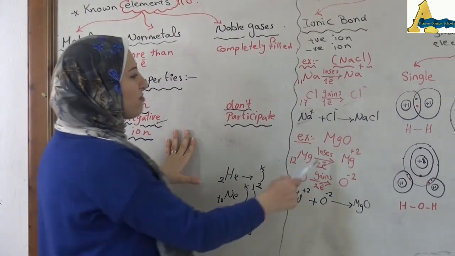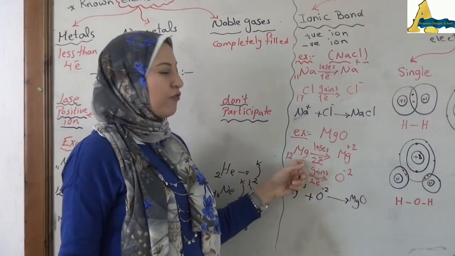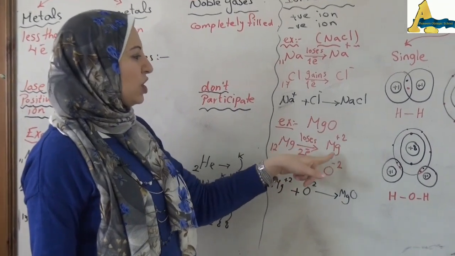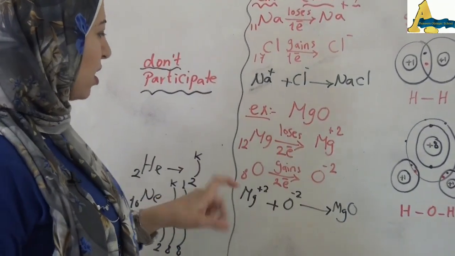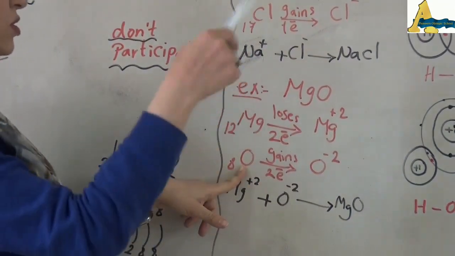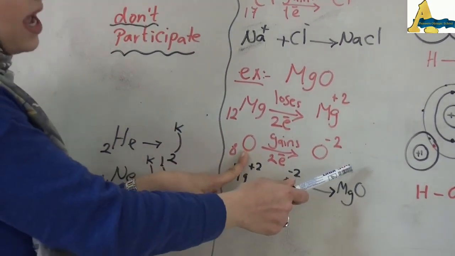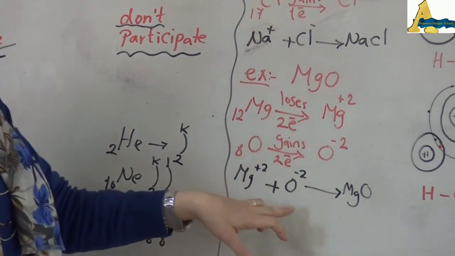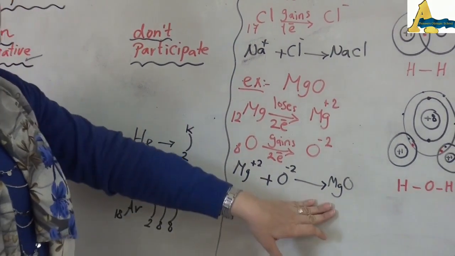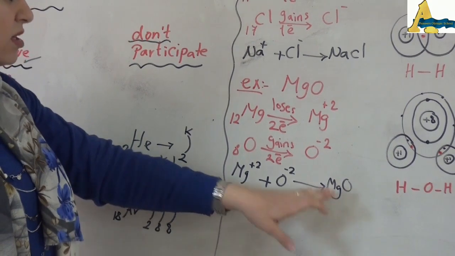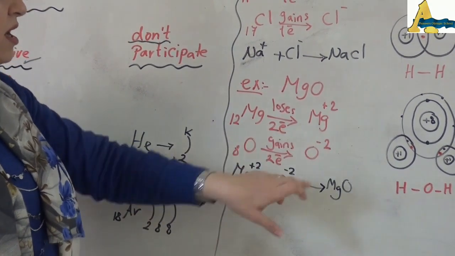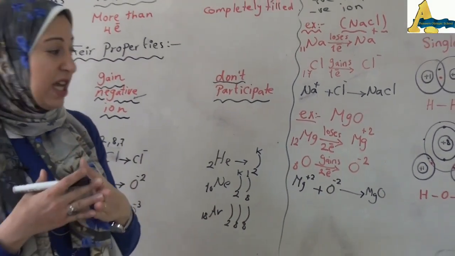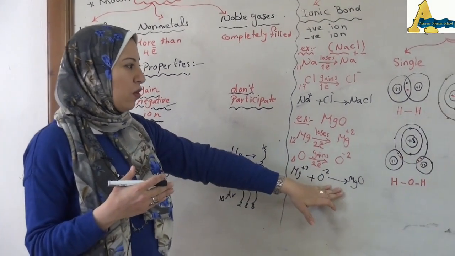The second example, MgO. Mg 12 will be distributed as 2, 8, and 2. So it loses 2 electrons and changes into Mg2+. Oxygen O 8 will gain these 2 electrons to complete its outer level with 8 and be O2-. Mg2+ plus O2- are going to bond together as MgO. Because magnesium became a positive ion, oxygen became a negative ion, and electric attraction will arise between the positive and negative ion to form MgO.